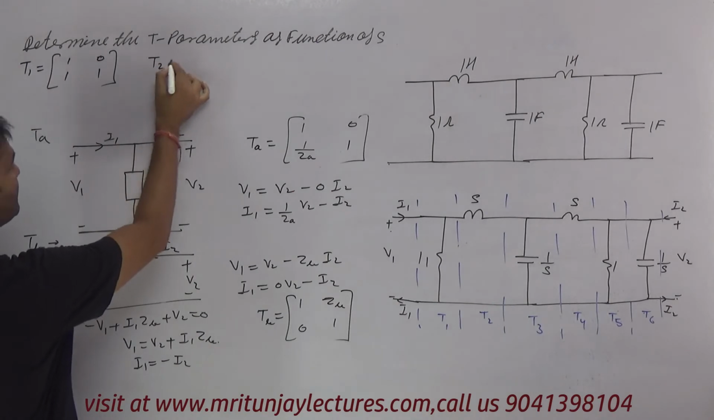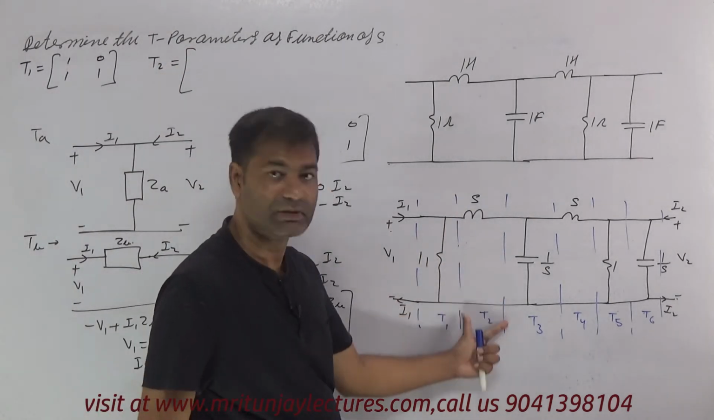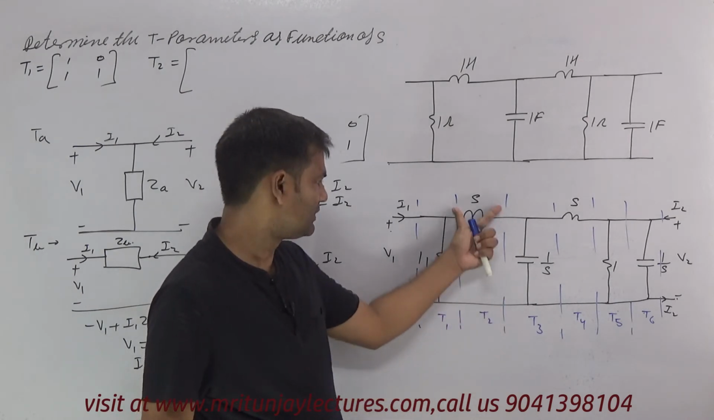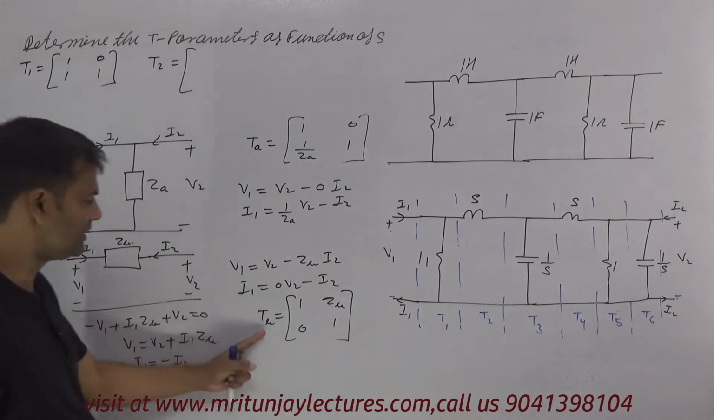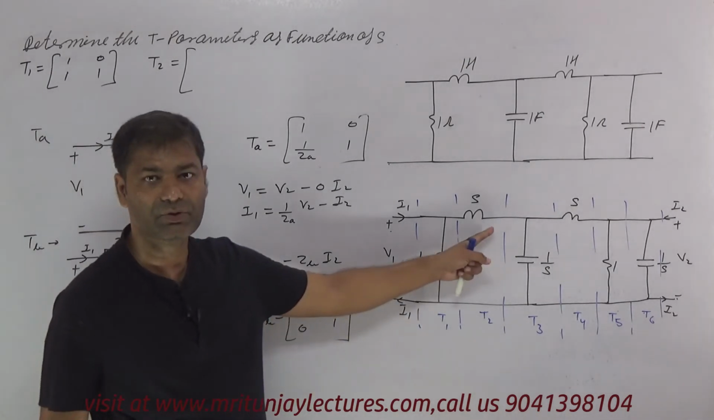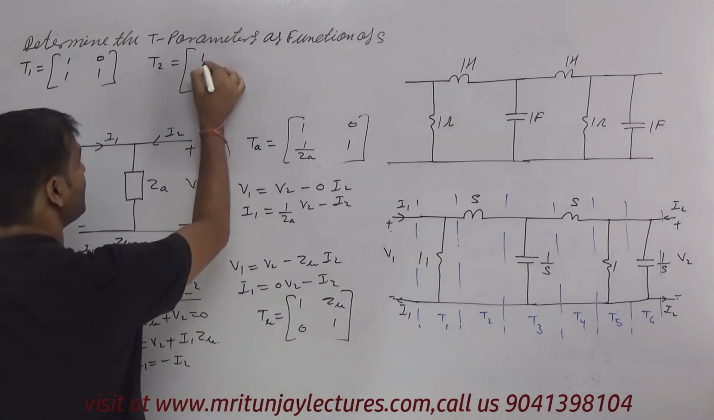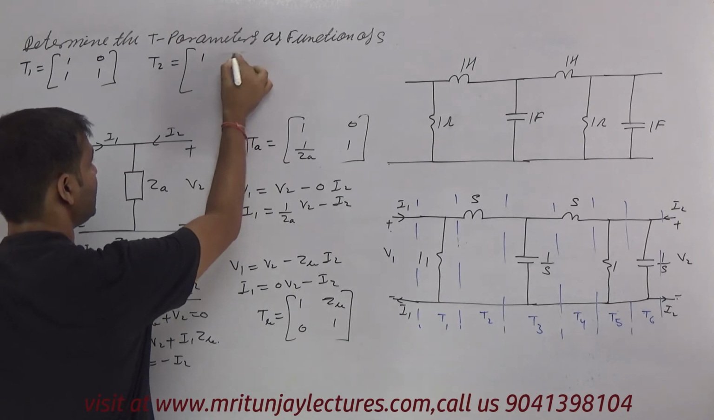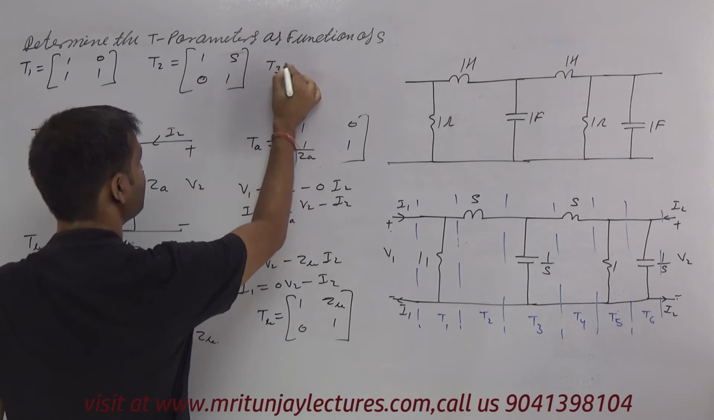Now what about T2? If you write T2, it means this one. Which type of connection? This type of connection. So finally we get TB equal to 1 S 0 1, because ZB is S. That's why you can write it as 1 S 0 1. And what about T3?